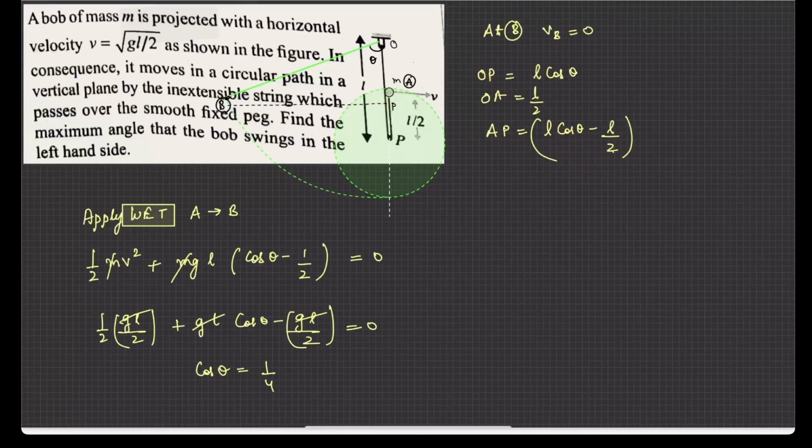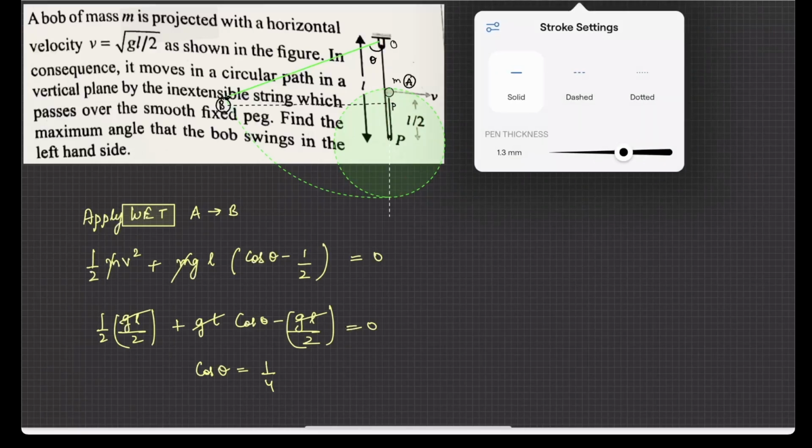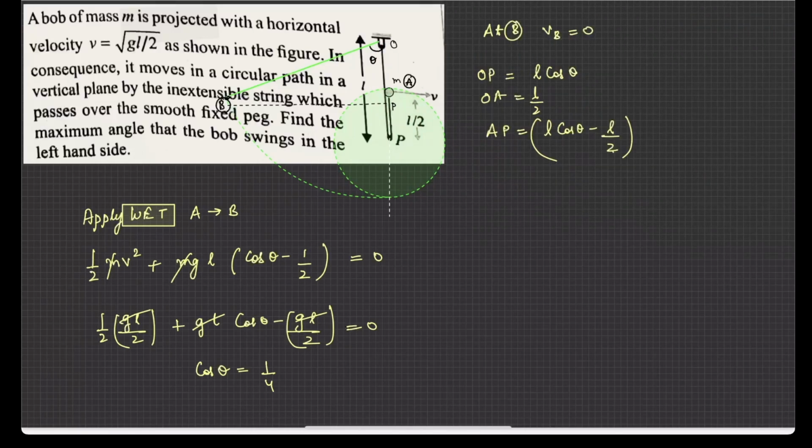this is my OP. This OP is given to me. This OP we have calculated. This is not L cos theta. This total length comes out to be this L plus this l/2. So this will be OP will be 3L by 2 cos theta.